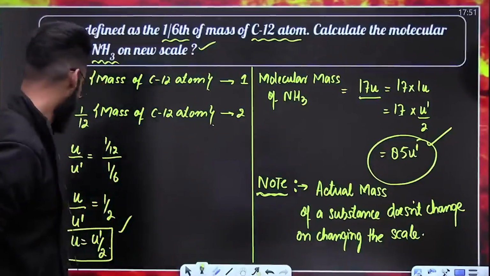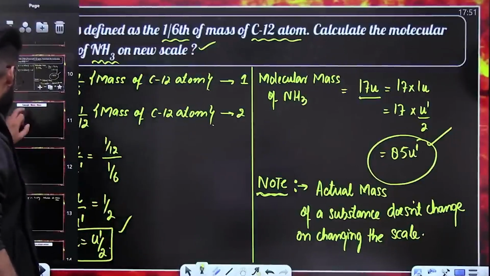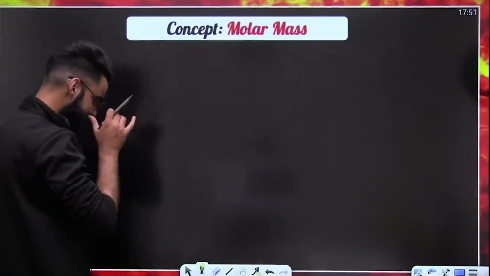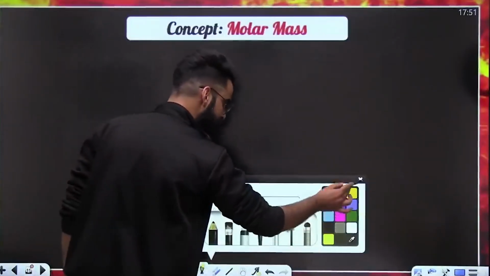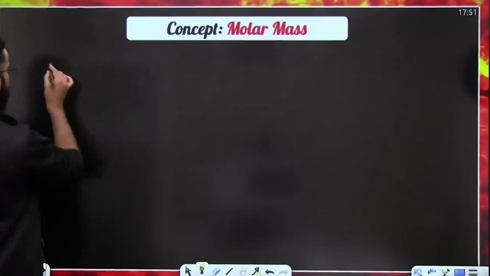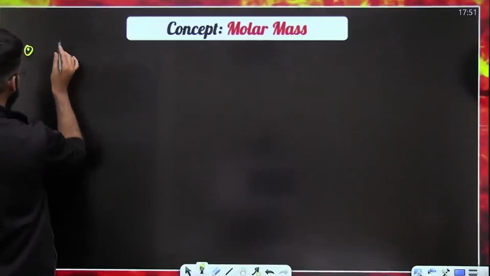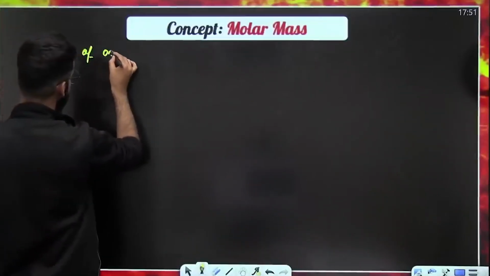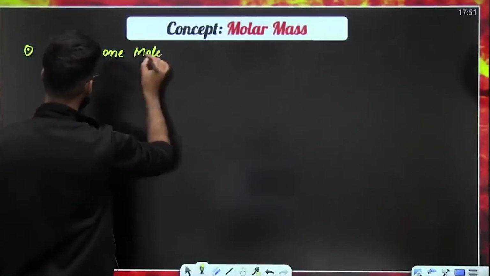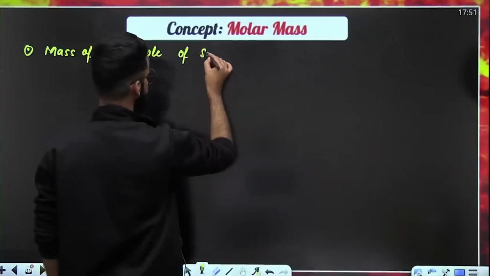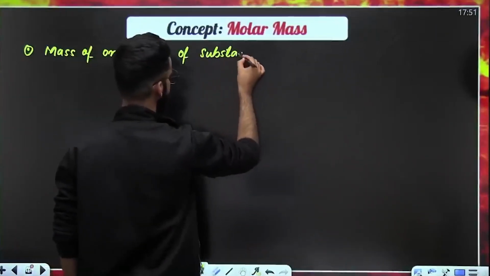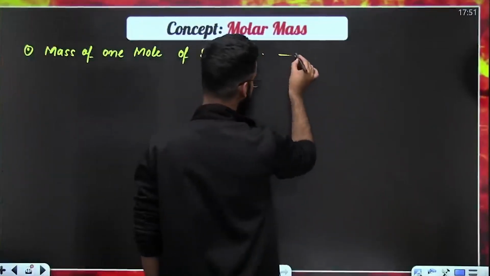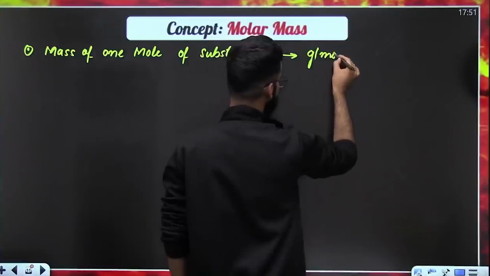Okay? Perfect. Let's move on now to one more term, something which you call molar mass. Have you heard about the term molar mass? You must have heard, right? What is molar mass all about? Molar mass of a substance is defined as the mass of 1 mole of a substance, and it is expressed in grams per mole.